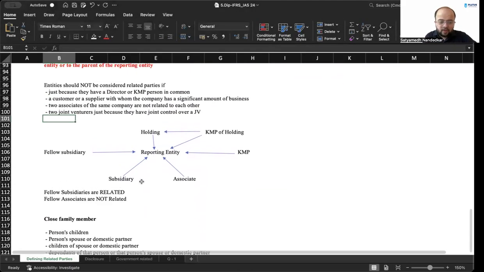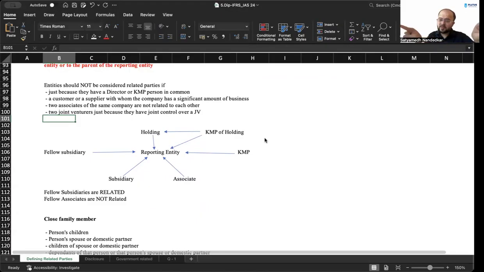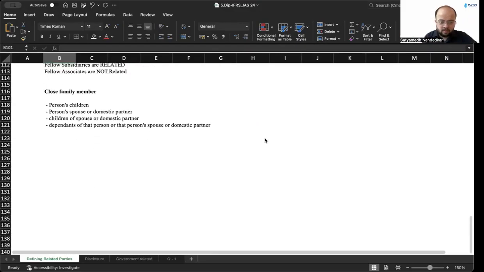If I were to put it together: for the reporting entity, the holding company is related, the subsidiary company is related, the associate company is related, the fellow subsidiary is also related, the key managerial person is naturally related, and the holding company's key managerial person is also related to me. But one more point, on two co-subsidiaries. There is a holding company which has subsidiary A and subsidiary B. These two subsidiaries are related. But if the holding company has associate A and associate B, the two associates are not related to each other.